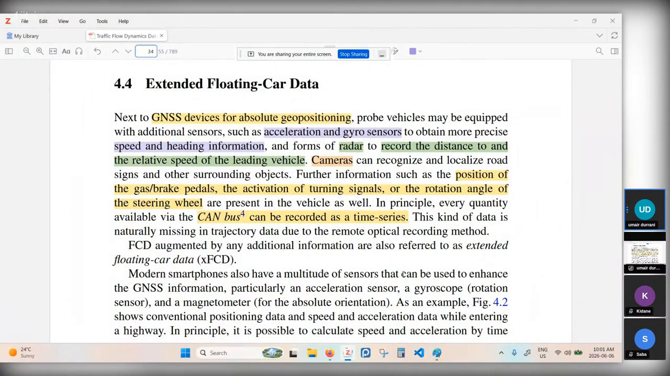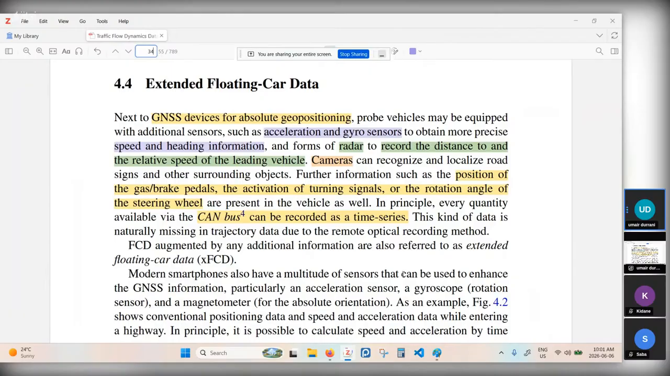Today we are going to continue our discussion on the chapter on floating car data. This is chapter 4 from the book Traffic Flow Dynamics. In our last meeting, we discussed extended floating car data, where we not only have GNSS fixes from floating car data, which include time, position, and geographic coordinates, but also extended data that include acceleration and gyrosensor data that tell us about speed and heading information about the cars.